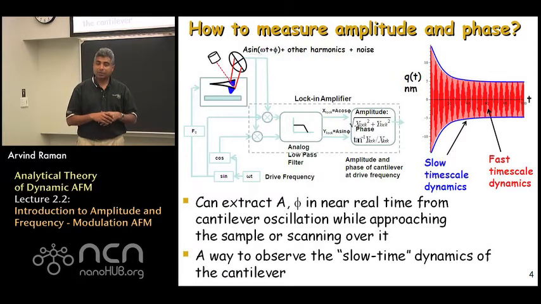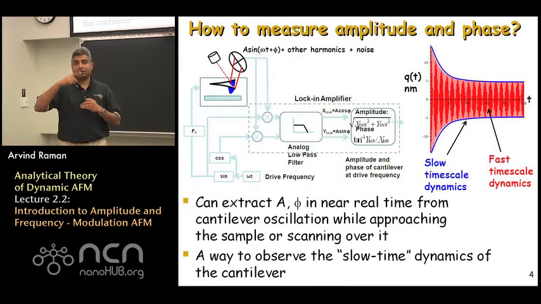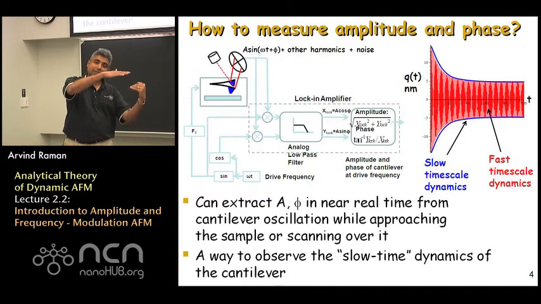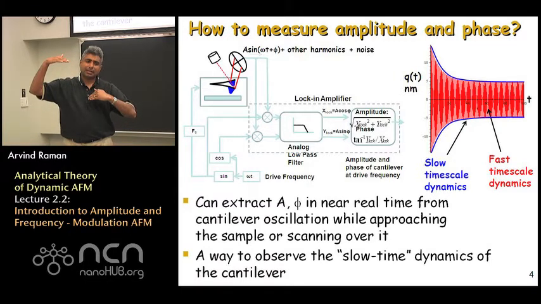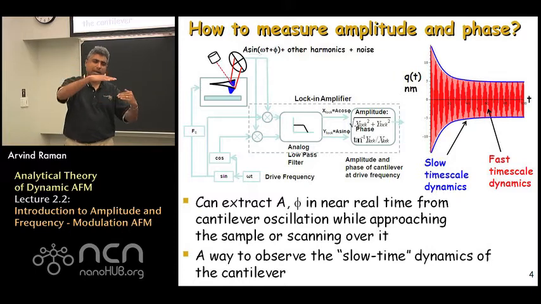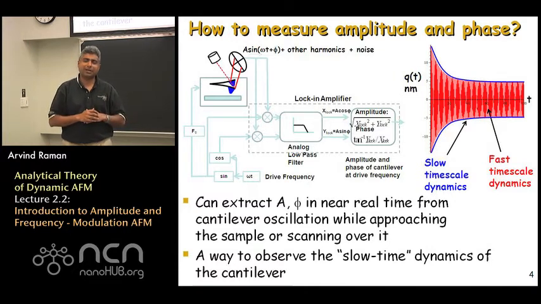So on the top right, I've shown an example of how the time-varying displacement of the probe might change as you approach the sample. You see there's this high-frequency oscillation, the cantilever is oscillating at a high frequency. When it approaches the sample, the amplitude decreases, and we have discussed why that would happen already. Really, one can think about a lock-in amplifier as being a way to extract how this slow timescale variation of amplitude and phase is happening.